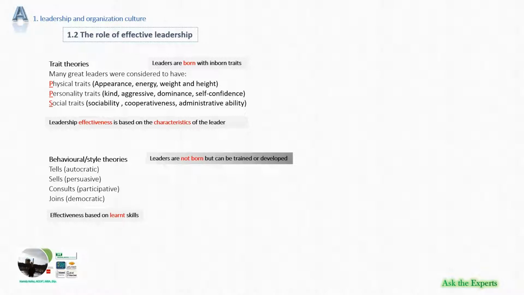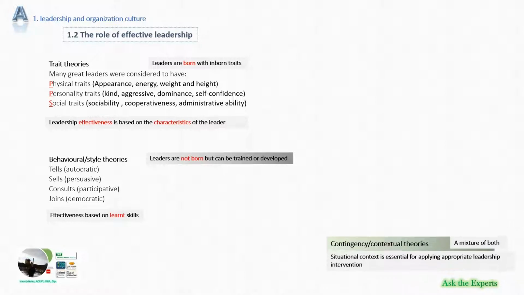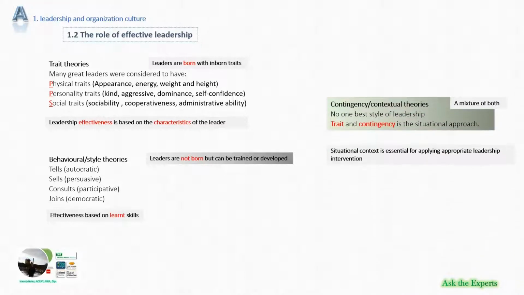The third theory is the contingency or context theories. A mixture of the two previous theories. So, the situational context is essential for applying appropriate leadership intervention. Now, take care about the key words: born, not born but trained, and the situation itself.